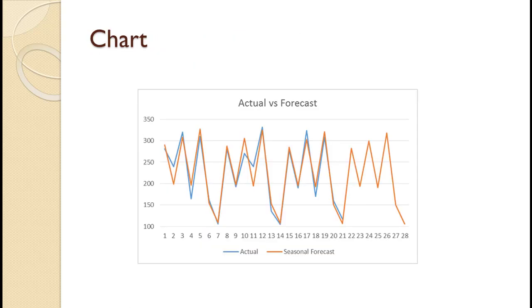This slide shows a chart of the resulting seasonal forecast. Notice how well the forecast in orange tracks the actuals in blue. Additionally, notice how the forecast for periods 22 through 28 closely follows the pattern seen in the actual in periods 1 through 21. Now that we've seen how to handle an odd number of periods, we need to look at seasonality with an even number of periods.